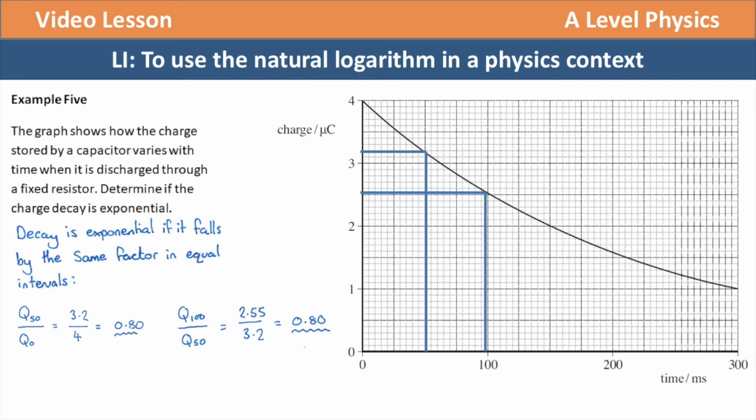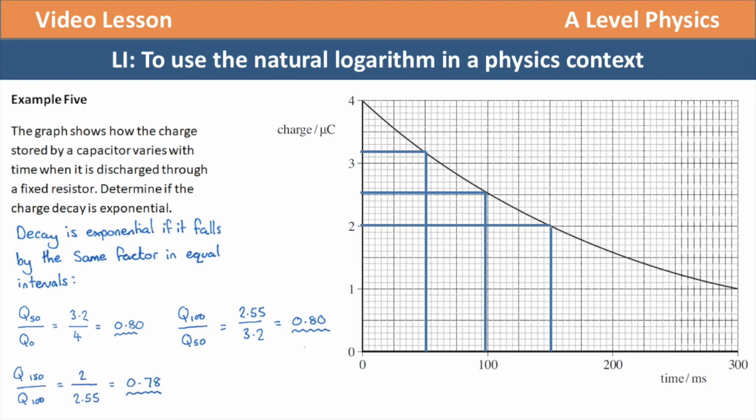Now, just because we have two values that have shown that we've dropped by the same factor in equal intervals, in the exam we need to do it 3 times in case one of them comes up as a discrepancy. So we'll do it again for t equals 150 milliseconds, so we're using the next 50 millisecond interval, and you can see that I draw on the graph again to read off the charge at a time of 150 milliseconds, and that of course is 2 microcoulombs.